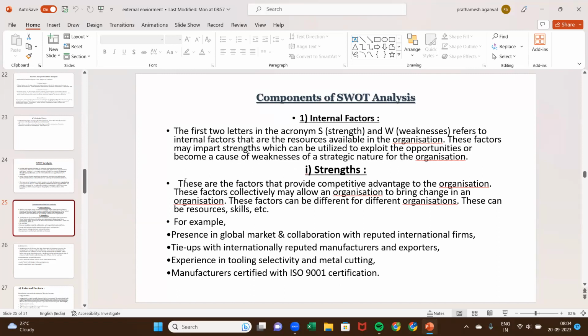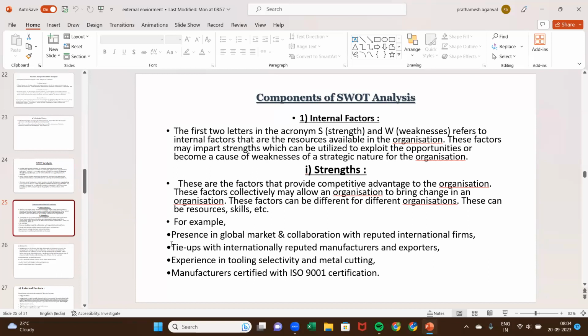So what is strength? These are the factors that provide competitive advantage to the organization. How can we be better than any other organization? That is also called a competitive advantage or a competitive edge. These factors collectively may allow an organization to bring a change for the betterment, and then we can make use of our strengths. These factors can be different for different organizations. They can be resources, they can be skills.